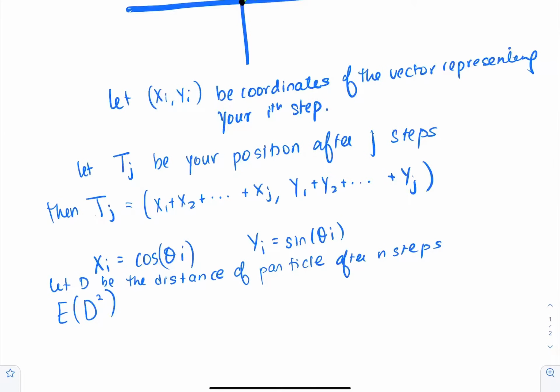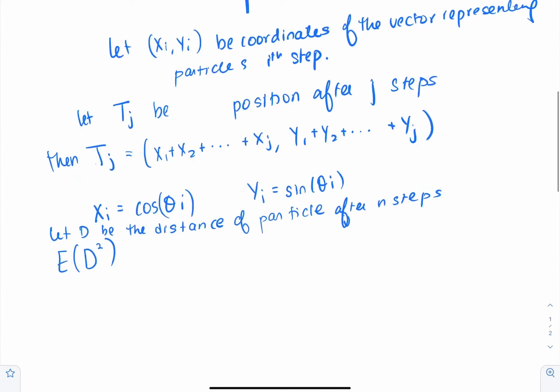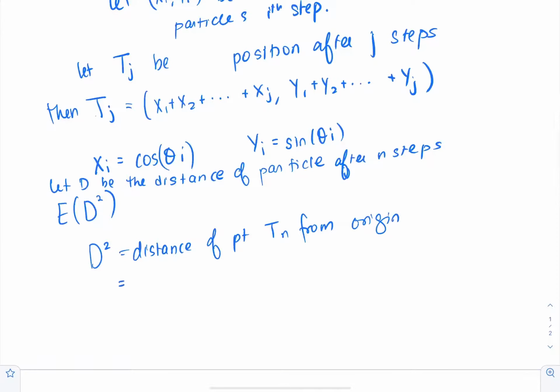These are the distance of the particle after n steps, okay? And I should say over here, back, representing not your ith step, the particle's ith step. All right, so we want the expected value of D squared. Well, what is D squared going to be? D squared is the distance of point Tn from the origin, right? Tn is where you are after n steps. So what will that be?